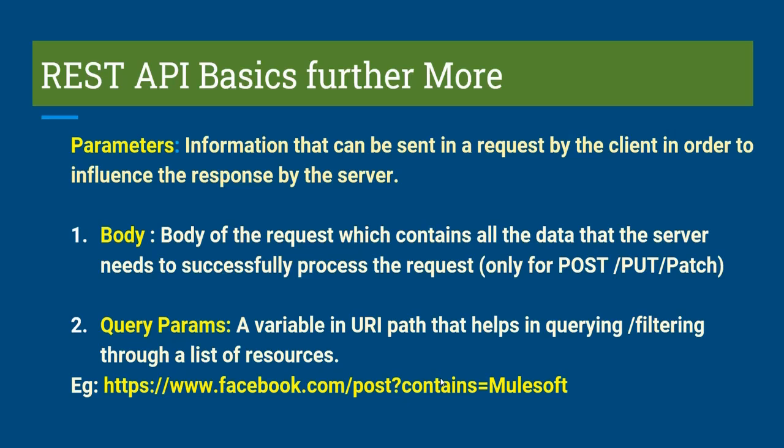Say for example, we have 100 posts: 20 posts are related to MuleSoft, 20 related to SAP, 20 related to movies, 20 related to news or crime news, and so on. How will the server filter the data and send you only MuleSoft related posts? You need to send that in the query parameters of the URL. If you send question mark contains equal to MuleSoft, it means posts containing the word MuleSoft will be displayed on your Facebook wall page, because this filters the logic based on the contains keyword whose value is MuleSoft. Hope you understand query parameters, right?